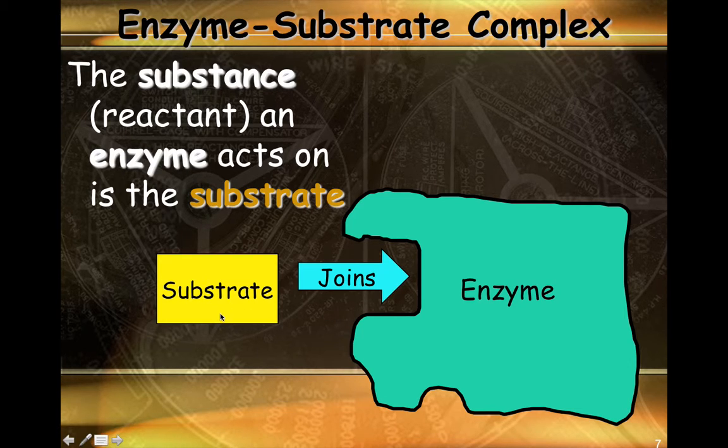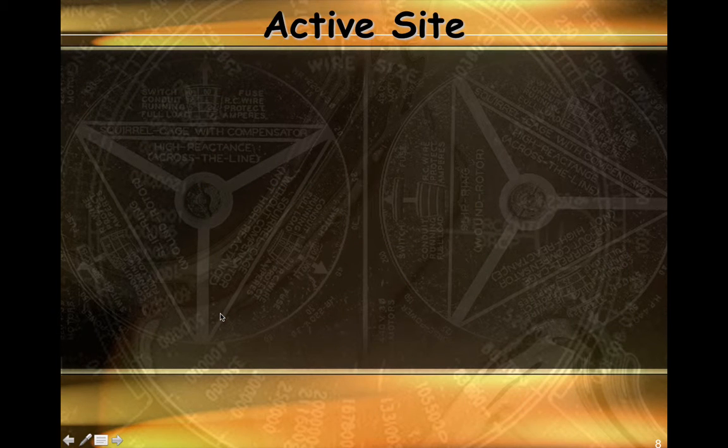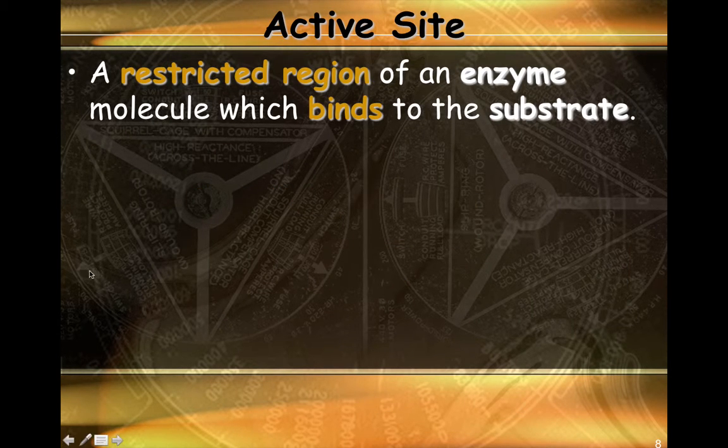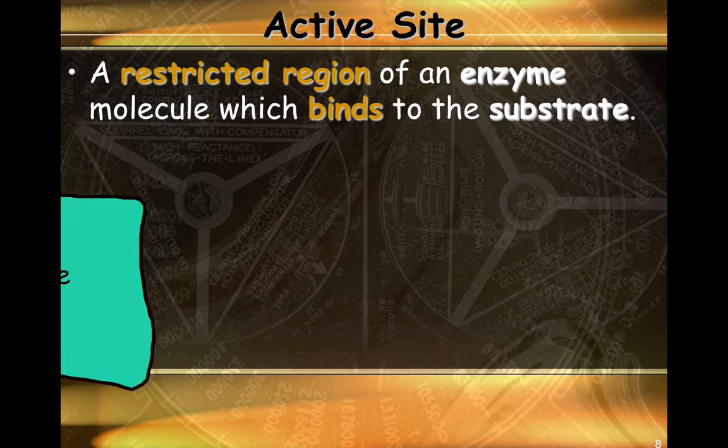Again, just to remind you, the substrate is what the enzyme is acting on. The active site, like I spoke about before, is the restricted region of the enzyme molecule which binds the substrate. Where the substrate binds on the enzyme is called the active site. I call it a restricted region because it's very specific. This is where the specificity comes in. The substrate has to perfectly fit into the active site for it to work. If it doesn't fit, it won't work.